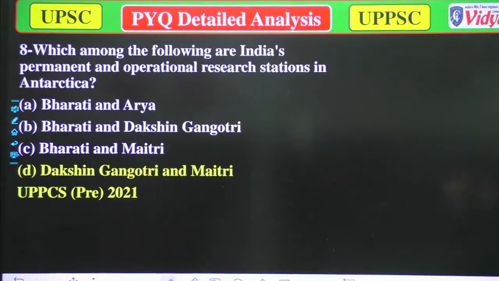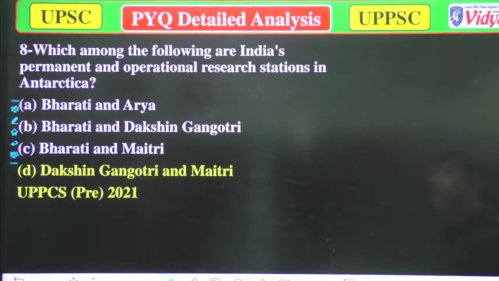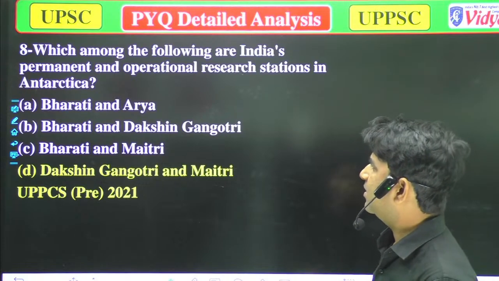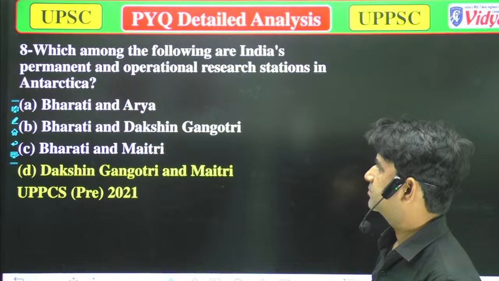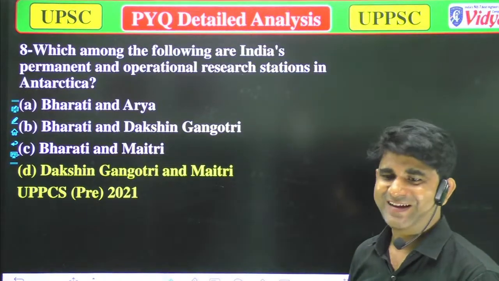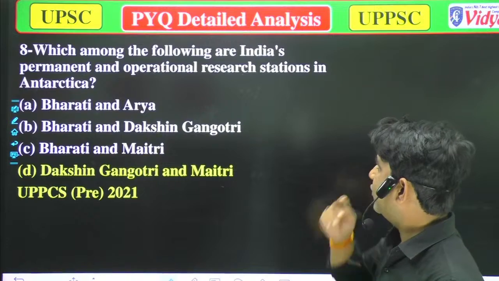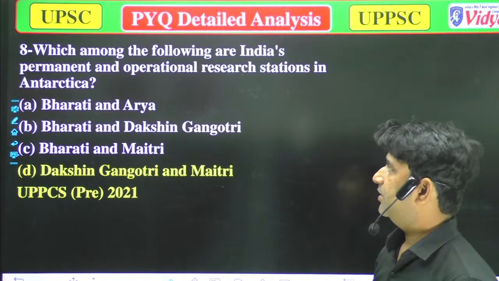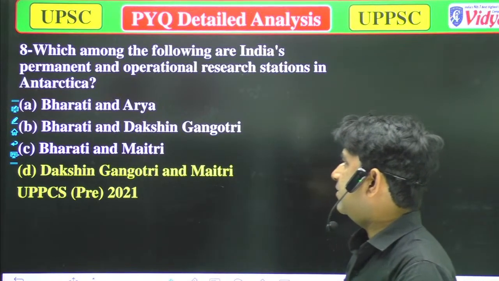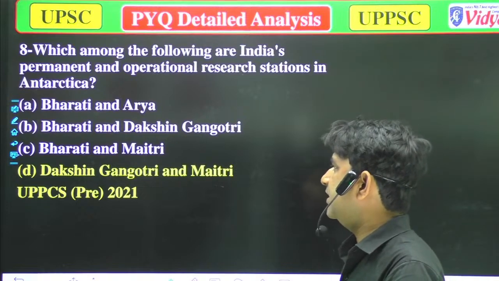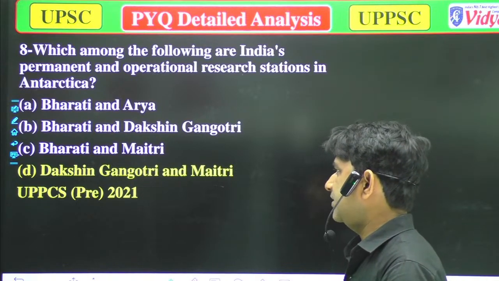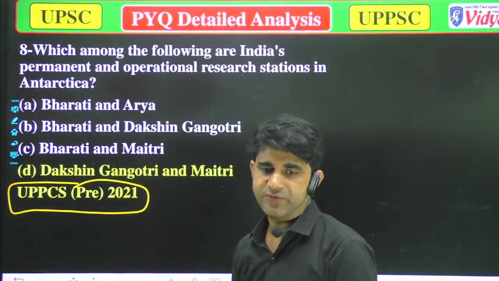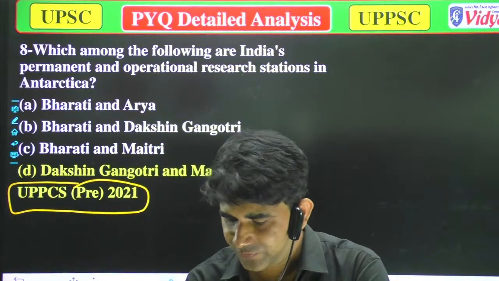Now, the next question is: which among the following are India's first permanent and operational research centers in Antarctica? Again, the same type of question. A. Bharati and Arya, B. Bharati and Dakshin Gangotri, C. Bharati and Maitri, and D. Dakshin Gangotri and Maitri. That question was asked in UPPSC 2021. So please try to correlate what the correct option will be.